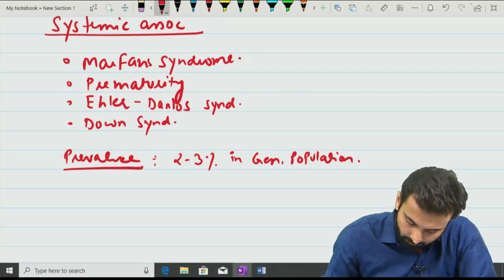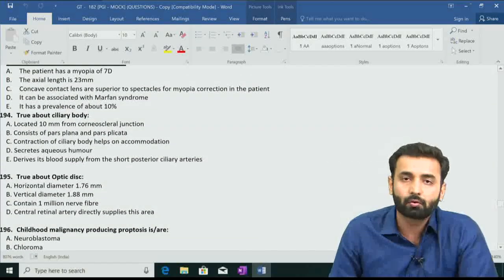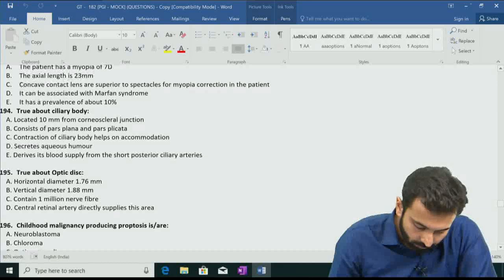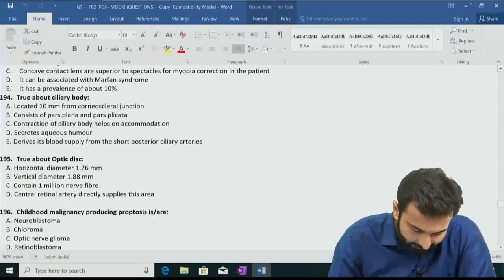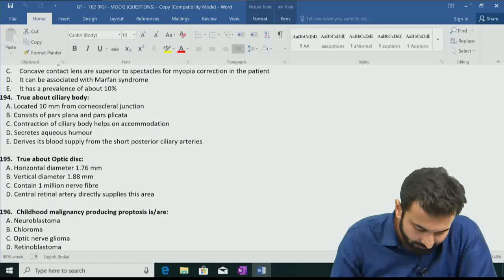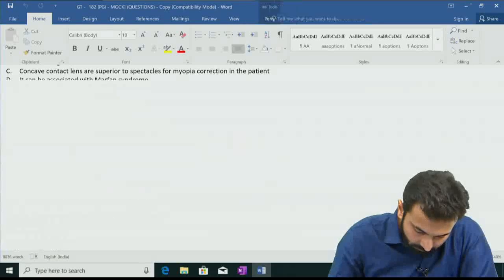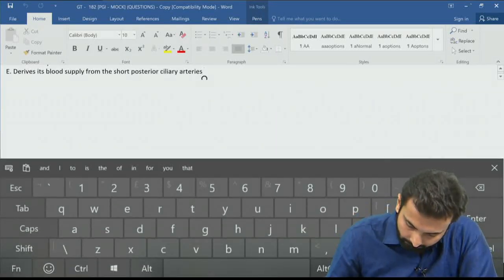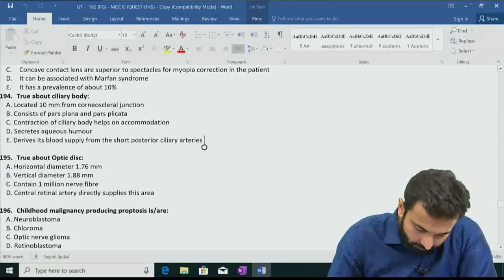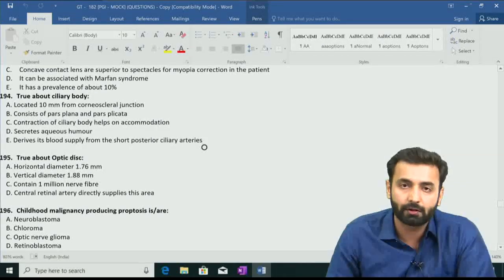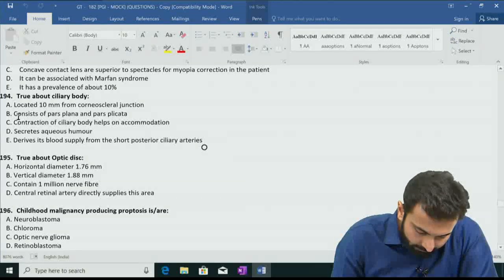You should keep in mind about pathological myopia. Now coming to question number 194, true about ciliary body. Option A they have given, it is located 10 millimeters from corneoscleral junction. This is a false statement.